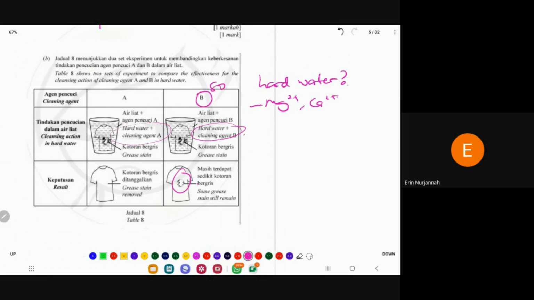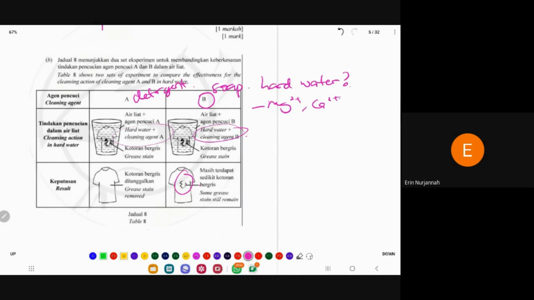So this is soap. Only detergent can clean in any condition. Soap cannot react with hard water and also acid. Acid and hard water, it cannot. Why? Okay, now a very popular question. They ask you to explain the cleaning action.